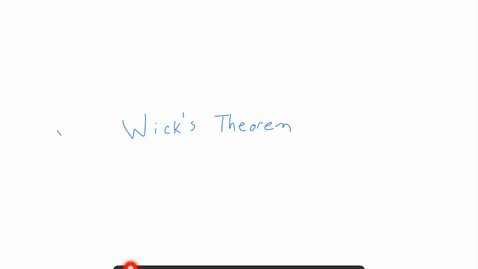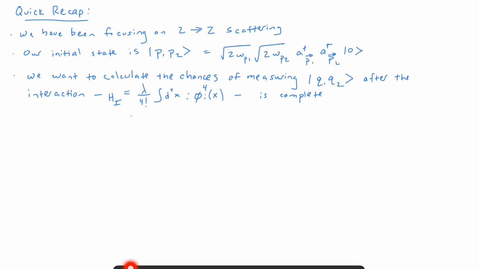Okay, so today we're going to talk about Wick's theorem. Just as a quick recap, we've been focusing on 2 to 2 scattering. Our initial state was symbolized like this: a particle of momentum energy P1 and another particle of momentum energy P2, and this is the ket representation for what's going on physically when we have that as our starting state that we introduce into our collision chamber.